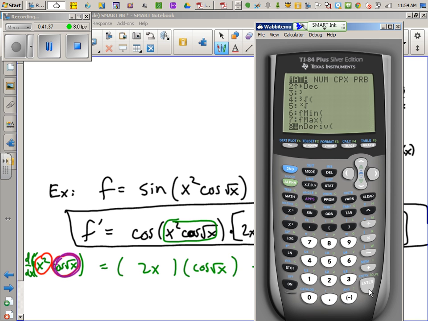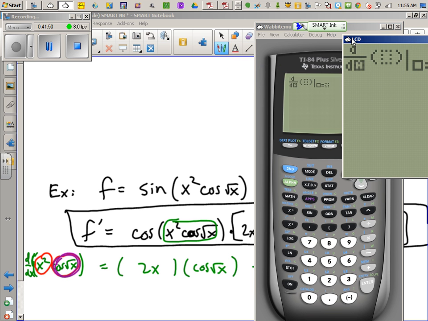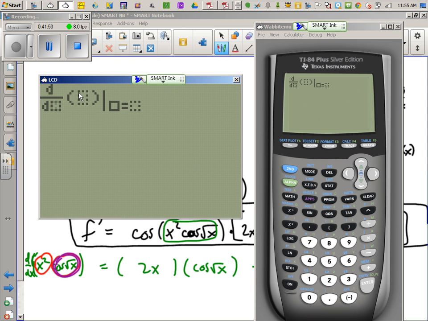This is for the TI-84 users. If you click on that, it takes you to the home screen. Now some of you see something that says nDeriv, and others see actually what I see here. Okay? So they work the same way. One's just a little bit fancier operating system.